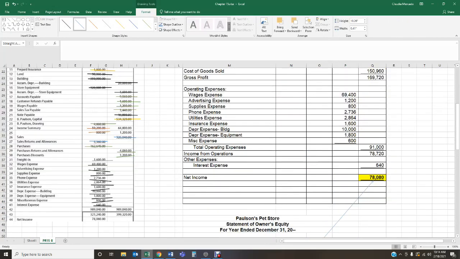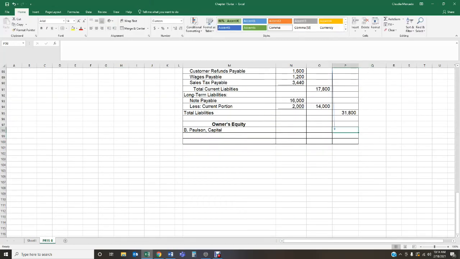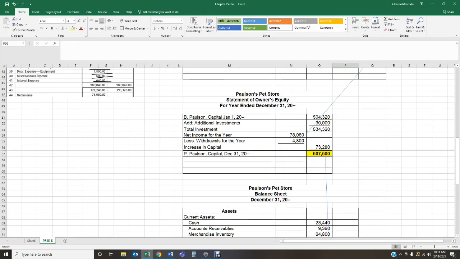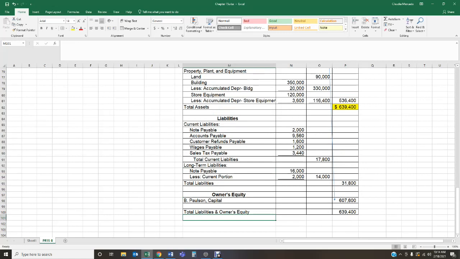Okay, we're going to transfer the amount from your statement of owner's equity to your balance sheet, and that's going to give me 607,600. All I did was transfer my balance from my statement of owner's equity, 607,600, over to my balance sheet. Now I can calculate my total liabilities and owner's equity. Okay, so I'm going to add my total liabilities of 31,800 plus my equity of 607,600. That gives me 639,400, which is the same thing as my total assets.